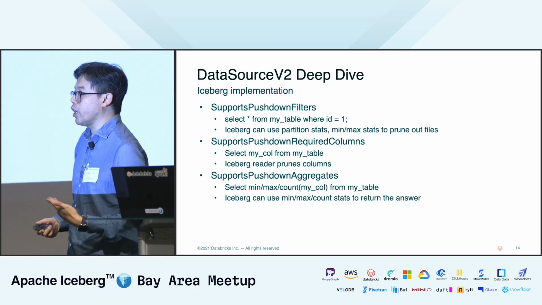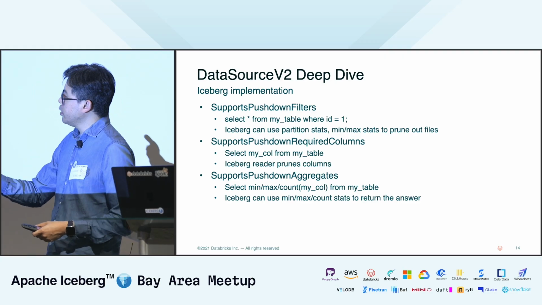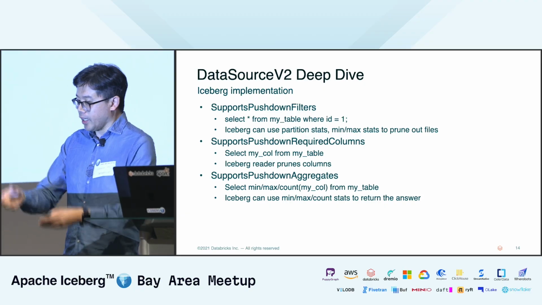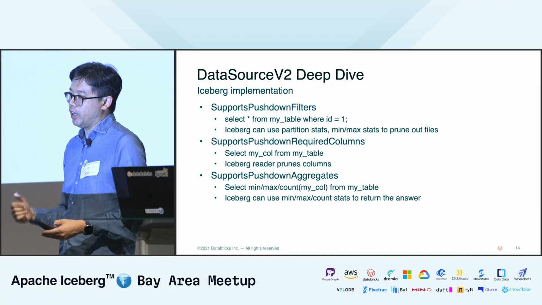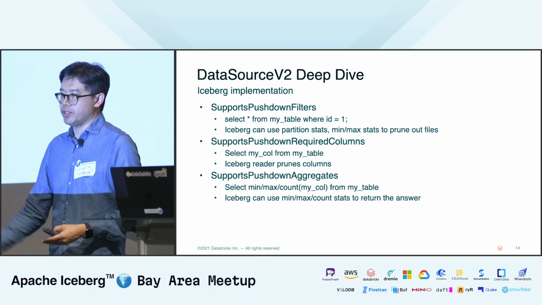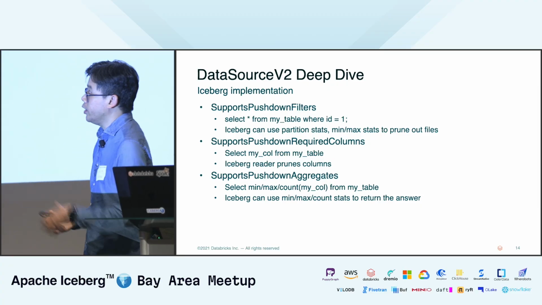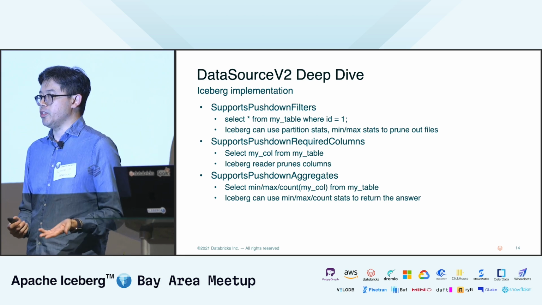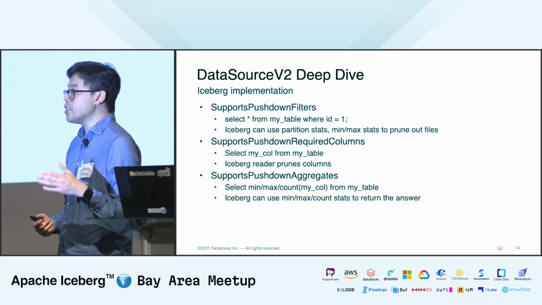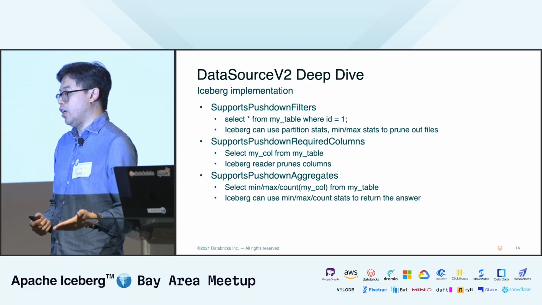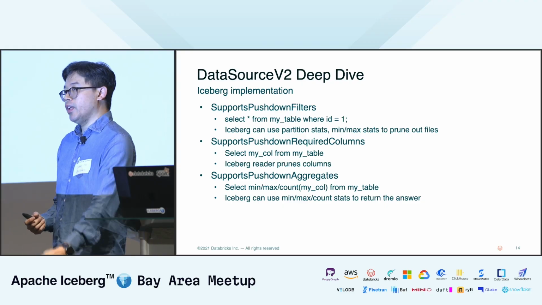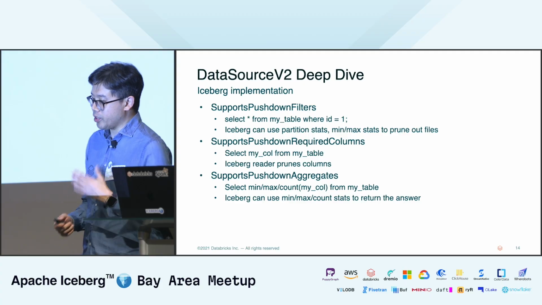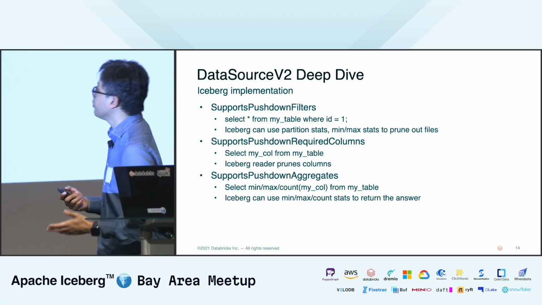Similarly for push down required columns, if the Spark query is select one column from the table, Iceberg, by implementing this, can take that column, and then when it makes the reader for the data file, it just reads that column from Parquet or ORC, which is much more efficient because the data is in a columnar format. And then support push down aggregate, Iceberg implements this too. If you have some basic aggregate like count, min, max, Iceberg can use the min, max, and counts from the metadata to answer that question. So these are some of the basic database optimizations.